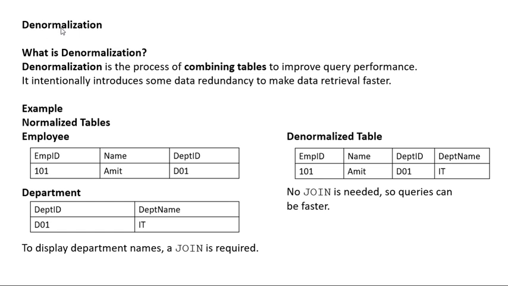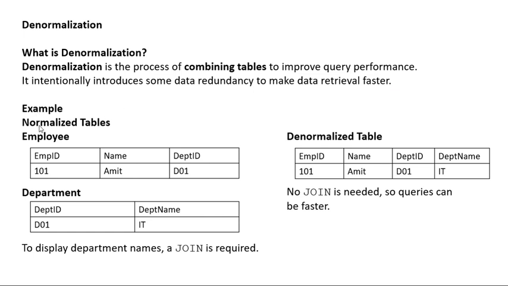And denormalization. What is denormalization? Denormalization is a process of combining tables to improve query performance, and it intentionally introduces some data redundancy to make data retrieval faster.